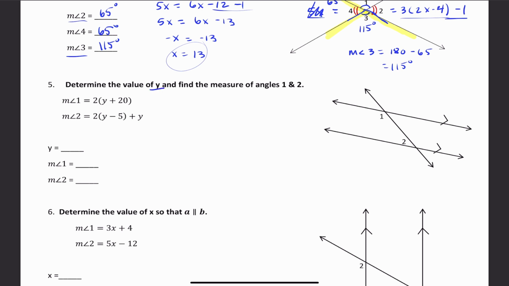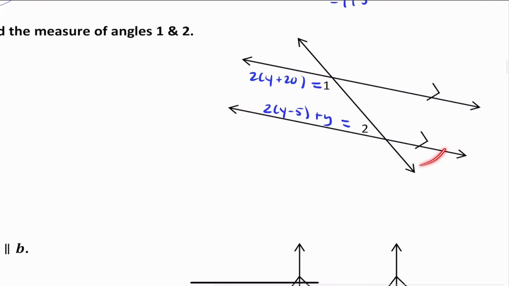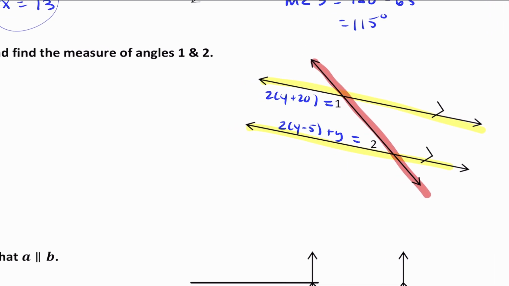So find y, that's the first thing I have to do. Look at my given right now. Measure of angle 1 is 2 times the quantity y plus 20. And the measure of angle 2 is 2 times the quantity y minus 5, plus y. From the picture, I can see that we have parallel lines cut by a transversal, right? So these lines are parallel and cut by a transversal.